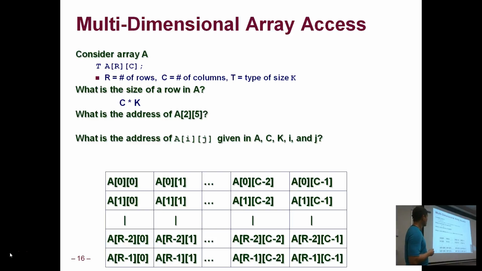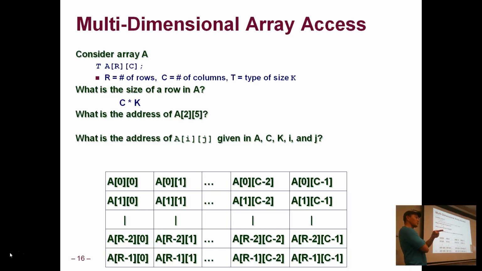Okay. What is the address of A of 2, 5? Where's 2, 5? Well, it's not pictured here. Somewhere in there, in this white box, is A of 2, 5. What is its address? It's going to be A plus C times 2, plus 5, and the whole thing times k. That's it.